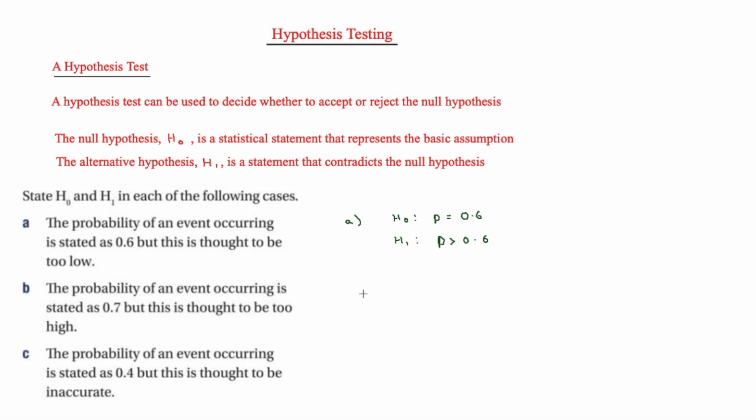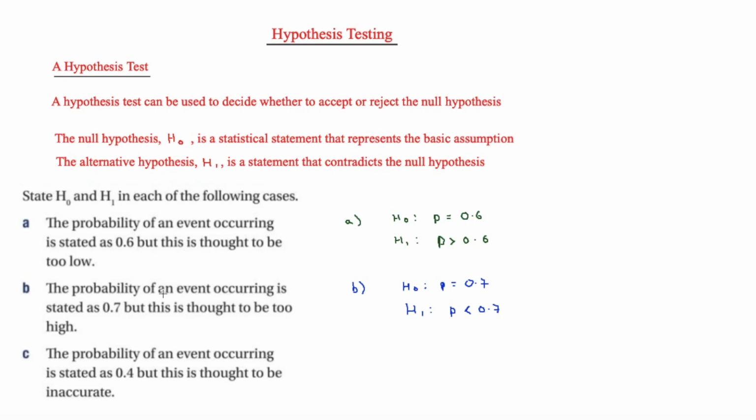In B, it says that the probability of an event occurring is stated as 0.7, but this is thought to be too high. So this means that H0, so P is thought to be 0.7. That is our basic assumption. But our alternative hypothesis is saying that actually that's too high, so P is going to be less than 0.7.